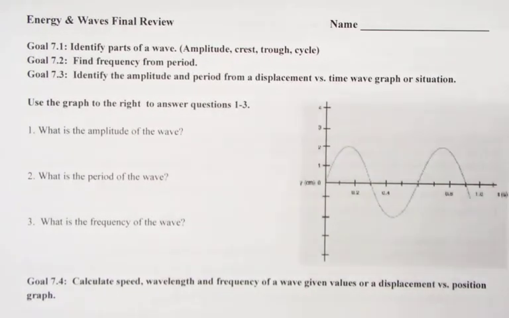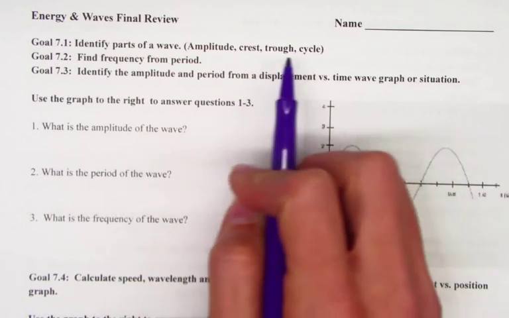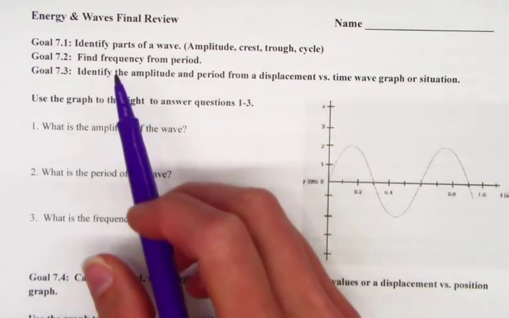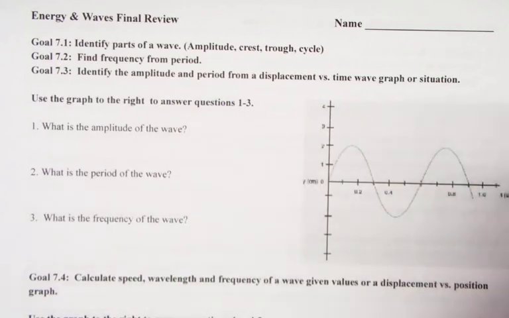All right, we want to be able to identify the parts of a wave, including the amplitude, crest, trough, and cycle. We want to be able to find frequency given a period, and we want to be able to identify the amplitude and period from either a graph or a situation.